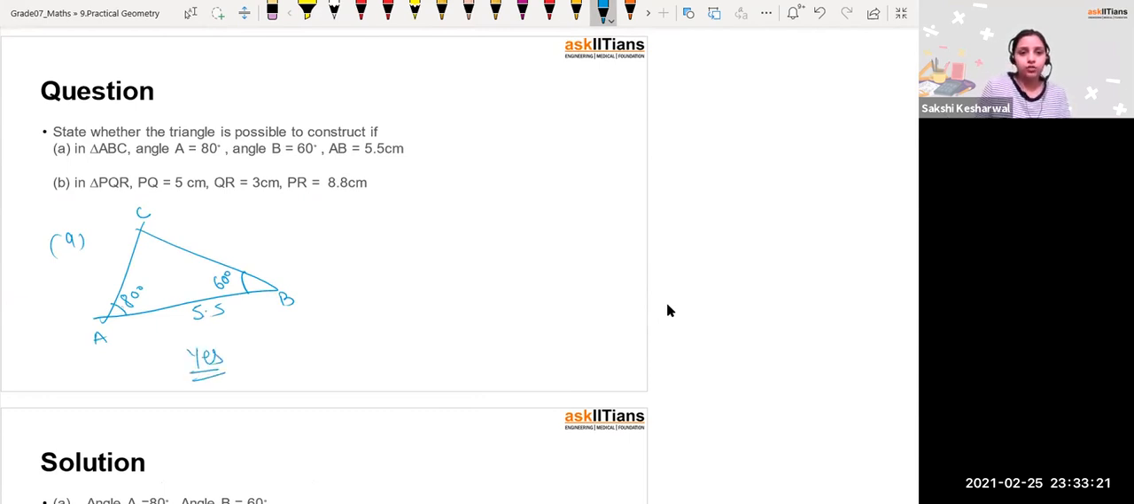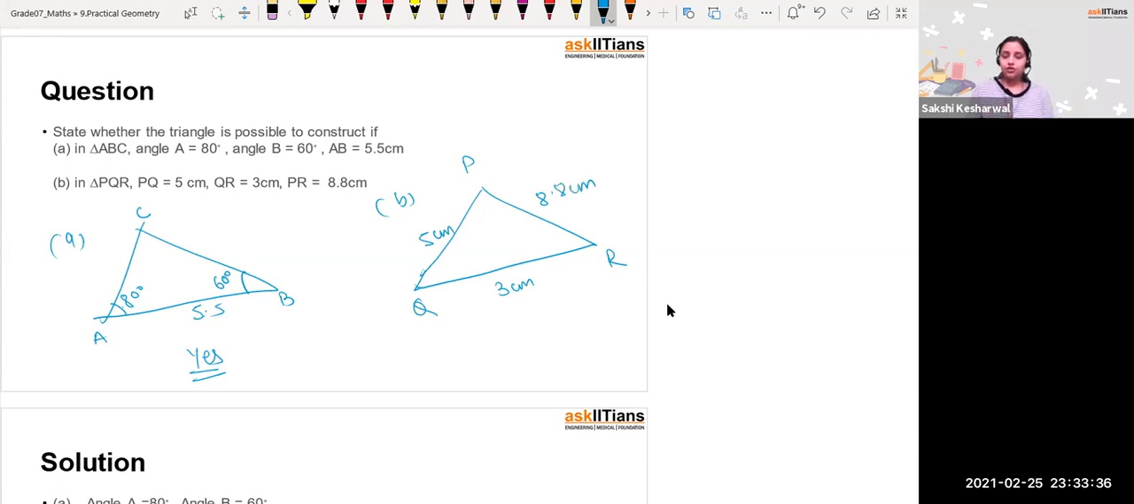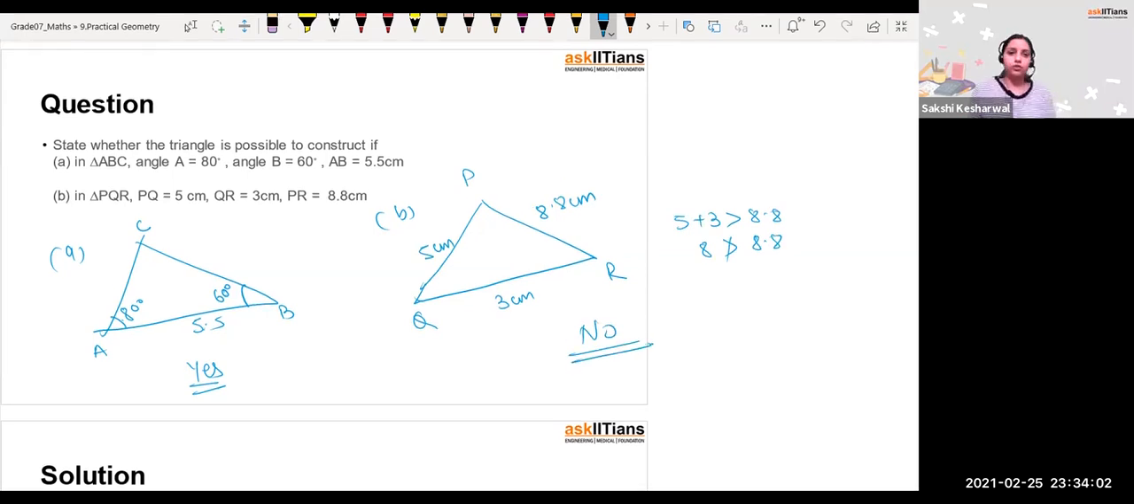Now, in the triangle PQR, this is part B. PQ is 5 centimeters, QR is 3 centimeters, and this is 8.8 centimeters. Just see that. Yes, you can do the construction by SSS congruency, but you see that the sum of the two sides is greater than the third side. You have to always check. So 5 plus 3 is 8, which is not greater than 8.8. So no, you cannot do the construction. Be careful when you have such a thing in front of you.